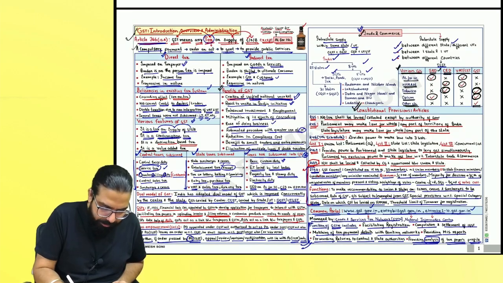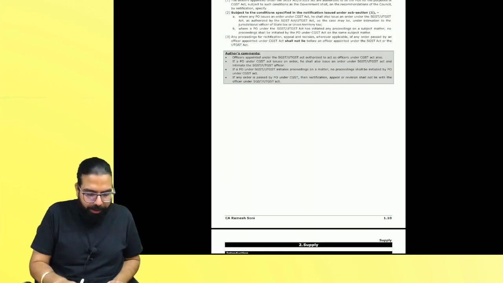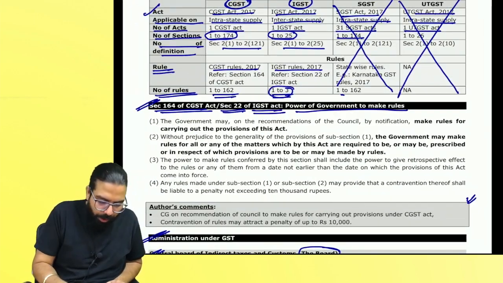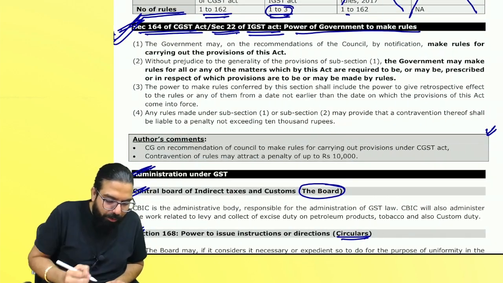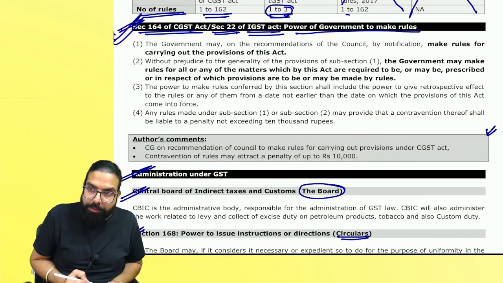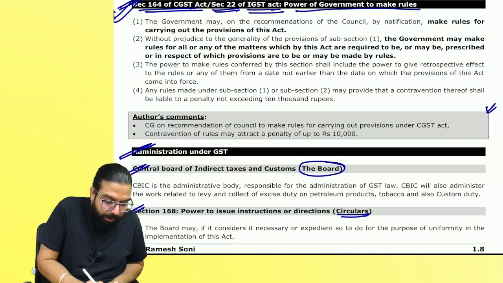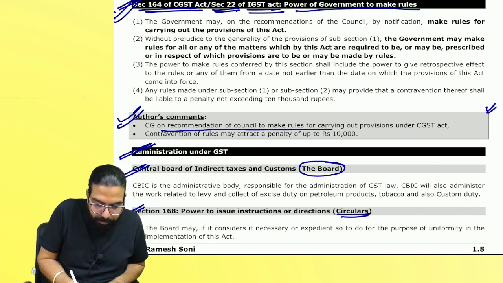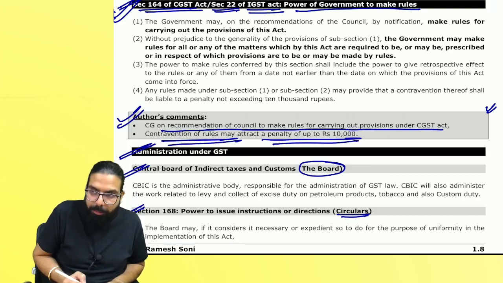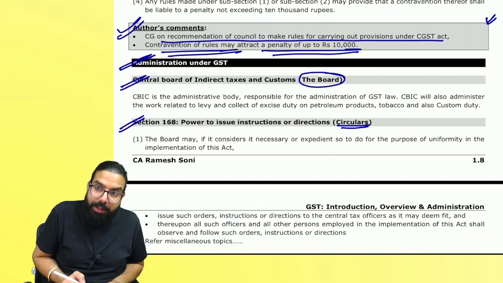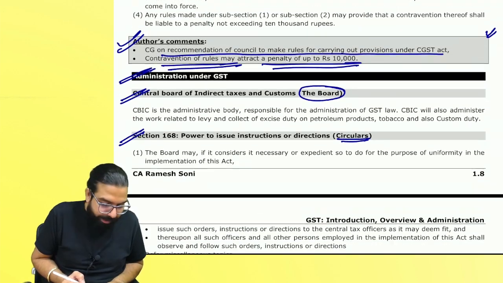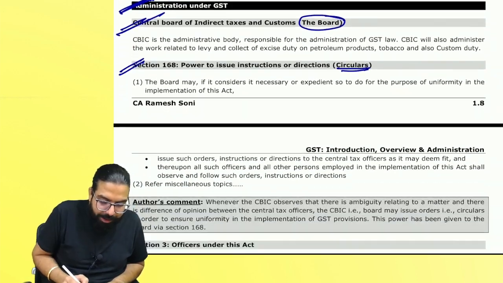Where are we? Everyone over here now. Please come back. So now, do you understand who gave the power to the government to make the rules? Section number 164 of the Act. Central government, on the recommendation of the council, will make the rules. And if you contravene the provision of the rules, how much is the penalty, everyone? 10,000. Can we go ahead, everyone? Next. Administration, CBIC takes care.